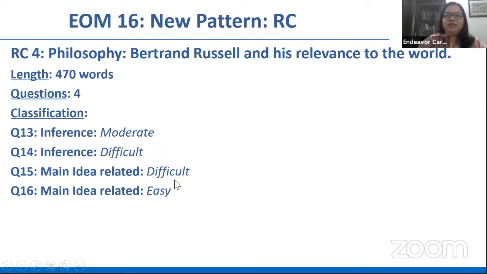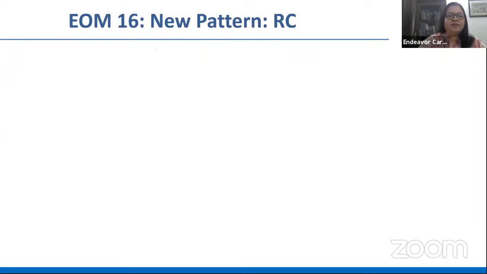Another main idea related question, rather difficult. I'm talking of this summarizing of his ideas, rather difficult. There was an inference that was difficult, but there was one question that was moderate. So this passage again is probably something that I might want to pick on, because somewhere, I'm able to sail through this passage easily, read it easily, right? So this is my third choice.